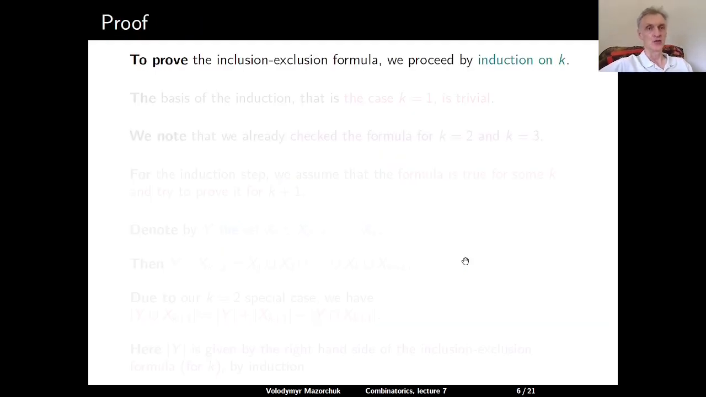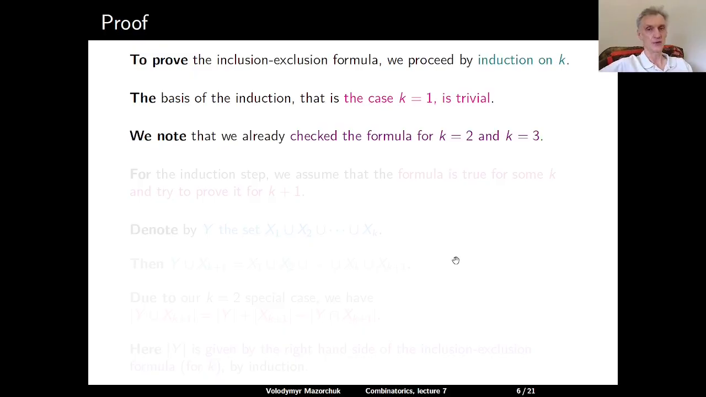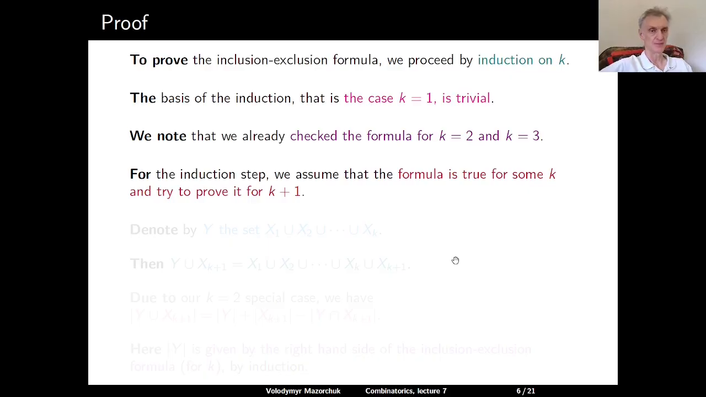Proof. To prove the inclusion-exclusion formula, we proceed by induction on k, on the number of sets. The basis of the induction, that's the case k equals 1, is trivial. And in fact, we already checked the formula for k equals 2 and k equals 3. For the general induction step, we assume that our formula is true for some k, and we try to prove it for k plus 1.